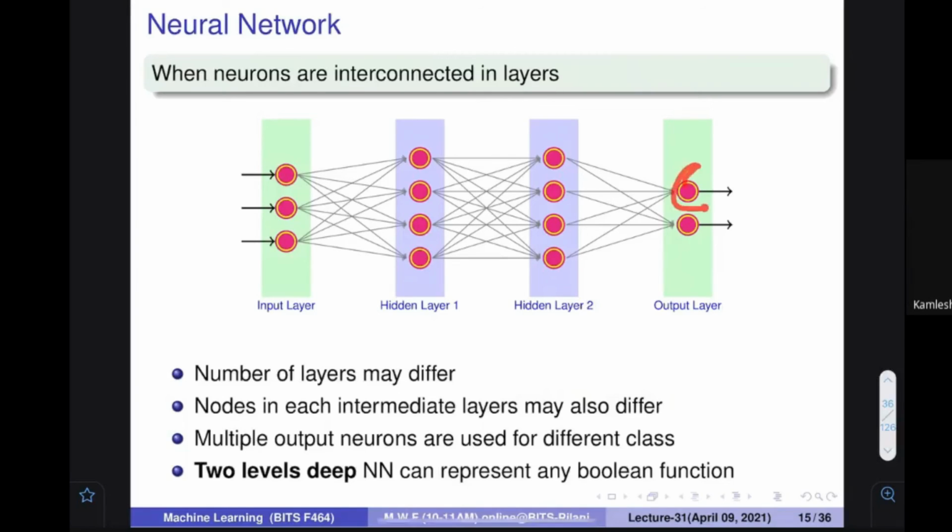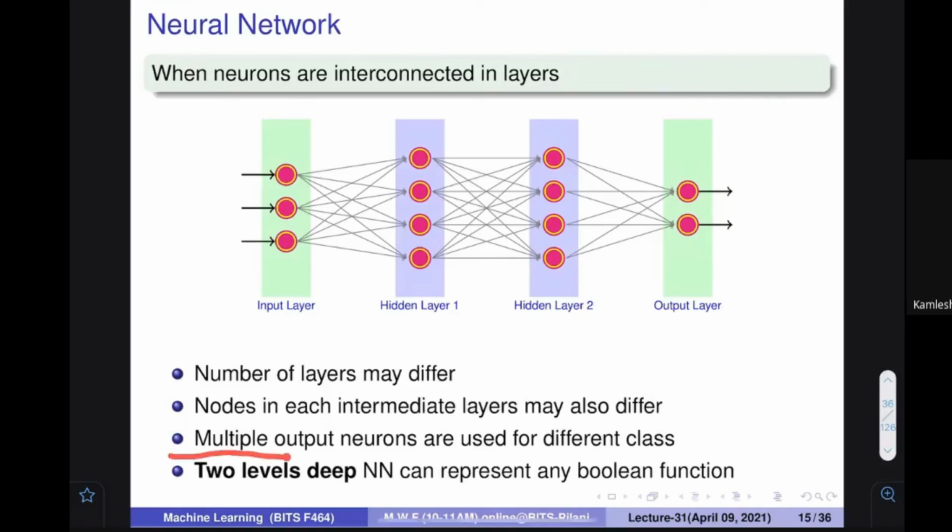If in the output two things are there, what does that mean? That looks like a classification problem where 2 classes are there. If there are 3 classes, we can put 3. With 4 classes, we can put 4 perceptrons over here.